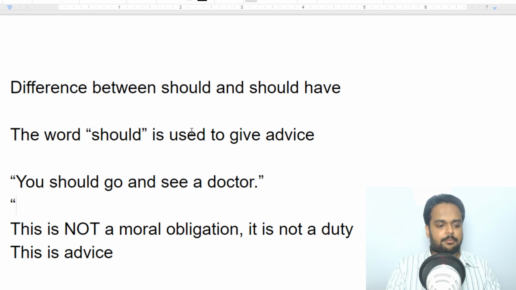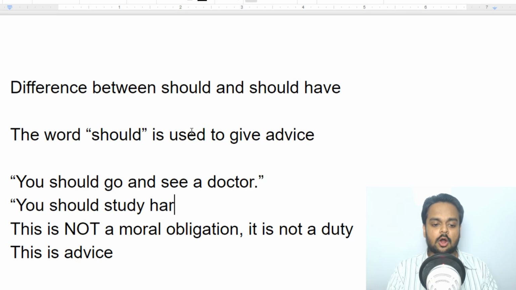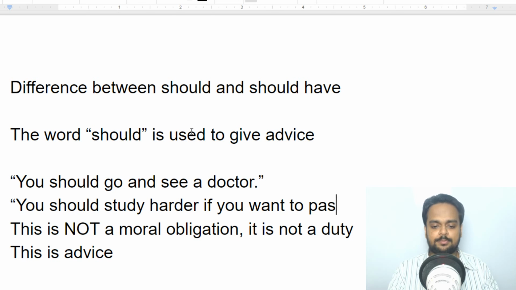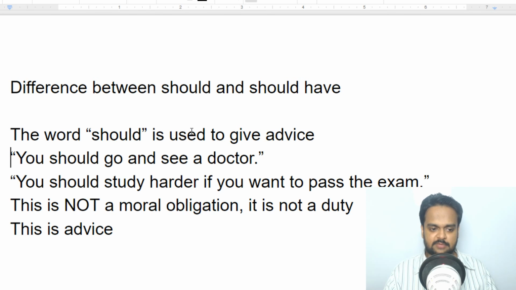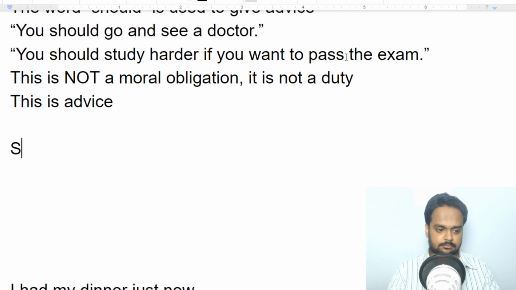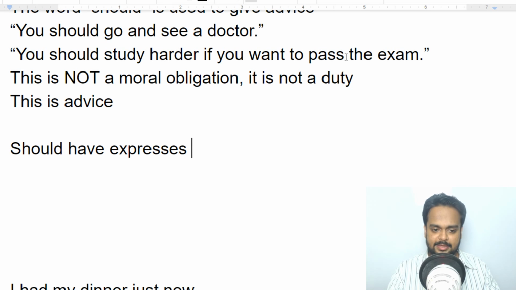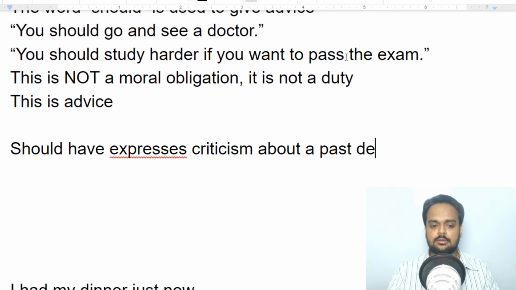Let me give you one more example. You should study harder if you want to pass the exam. A young person might receive this advice, maybe a kid in school. Now both of these, like I said, are pieces of advice given with the word should. The word should have, on the other hand, expresses criticism about a past decision or action.